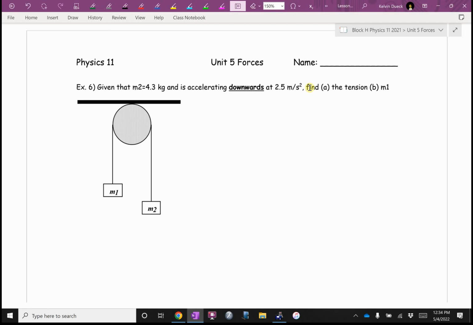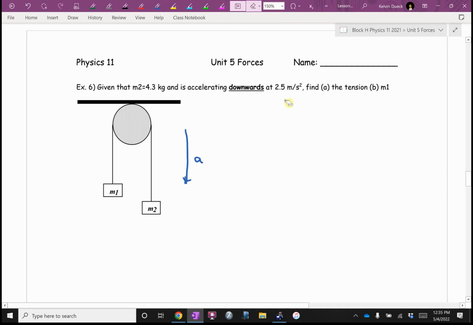Example 6. So I like this question. Oh yeah, I told you there's going to be a missing mass question in your future. Given that mass 2 is 4.3 kilograms and accelerating downwards, what I'll often do is draw the acceleration in just so I don't forget. That helps. I do have to tell you which way we're accelerating. And then I have to give you either tension or acceleration. From that, all else follows. You can figure everything else out.